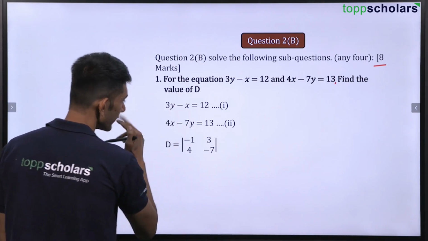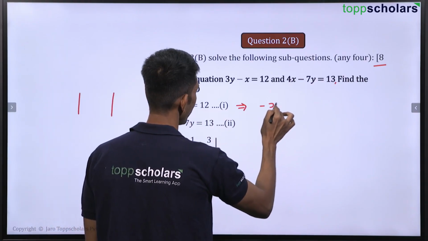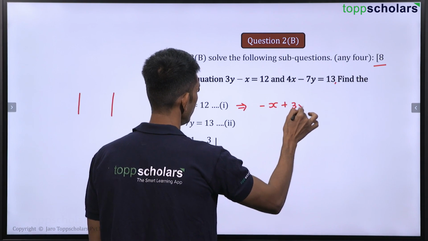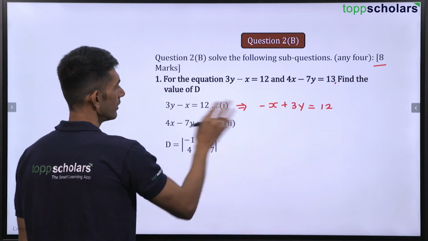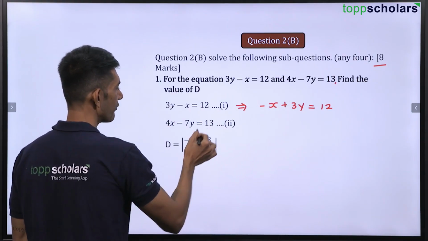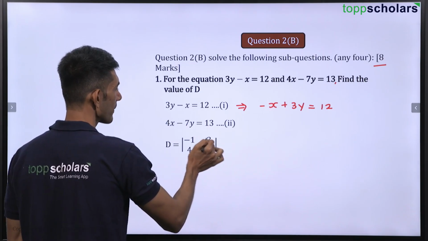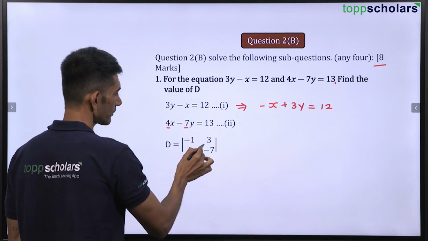So x comes first, that is why I am just replacing it with minus x plus 3y is equal to 12. I am writing minus x plus 3y is equal to 12. So here I have minus 1, here I have 3, here I have 4, here I have minus 7. Cross multiply.